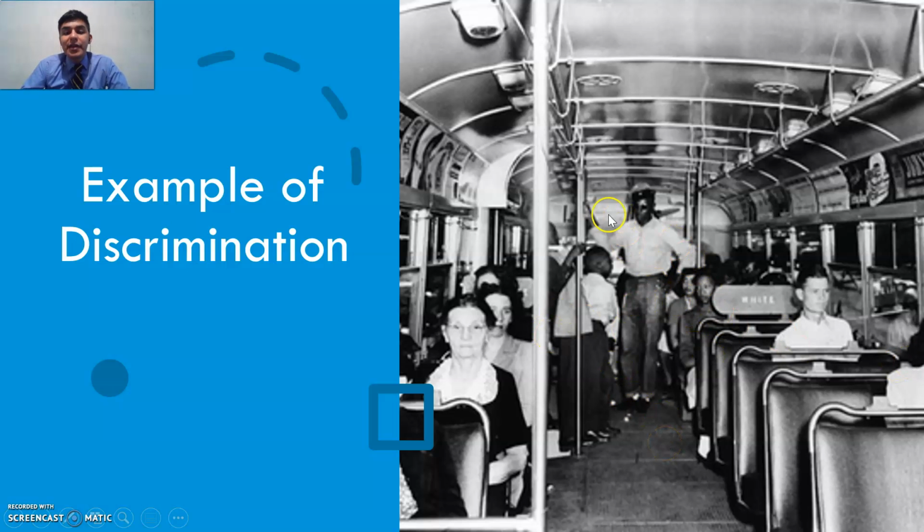Just like you can see right over here, this man is standing, and there are a lot of empty places in the front. But he cannot sit right over here because these places are just for whites. And just like you can notice here, probably the image is a little bit blurry, but it says white.